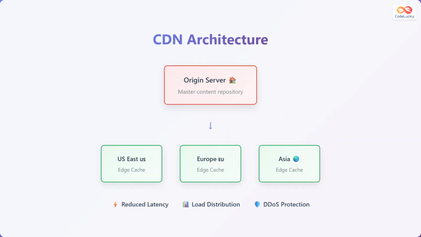Let's dive into the Content Delivery Network or CDN architecture. At the center, there is an origin server, which serves as the master content repository. The origin server distributes content to various edge nodes located around the world, such as in the United States East Coast, Europe, and Asia. These edge nodes cache the content closer to the users, thereby reducing latency, distributing load, and providing DDoS, or distributed denial of service protection.